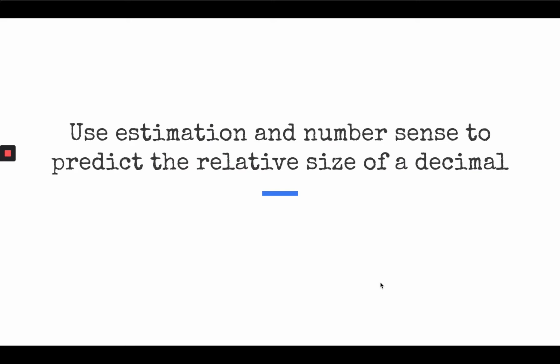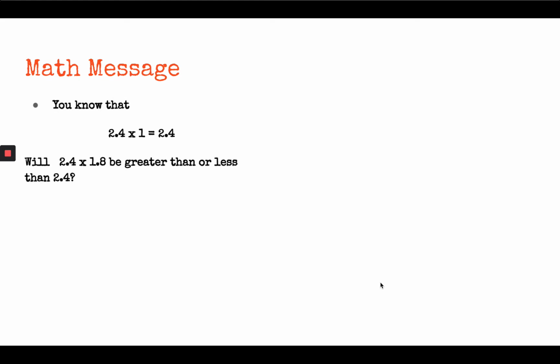So the goal here is to use estimation and number sense to predict the relative size of a decimal. Let's look at a math message really quickly. We're just going to review some things and get your brain a little bit ready. Okay? So you know that 2.4 times 1 is going to be 2.4, because any number times 1 is always going to be that original number. So here's my question. Will 2.4 times 1.8 be greater than 2.4 or less than 2.4?